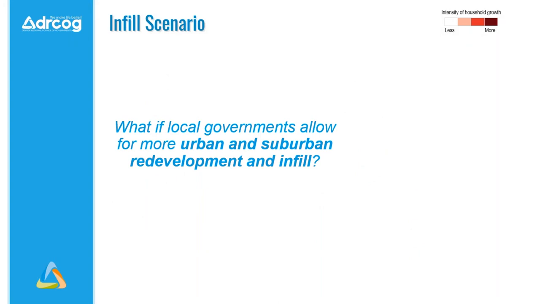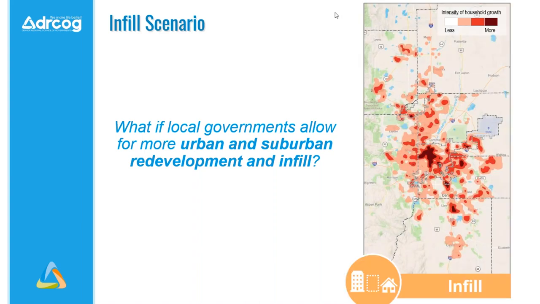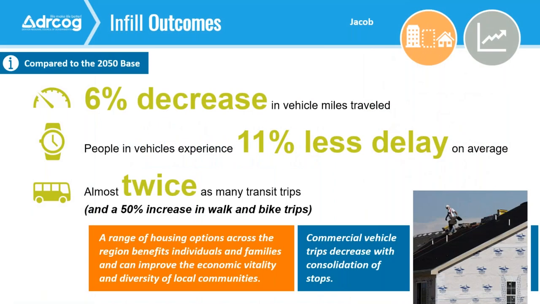So again, on the infill scenario, what if local governments allow for more urban suburban redevelopment and infill, consistent with how Andy just described this scenario? And there's the map as the reminder. So what do we see when we just run this against the base? And again, we're comparing to the 2050 base. Just with the infill land use scenario, no transportation scenarios yet, we see a 6% decrease in vehicle miles of travel. People in vehicles experience 11% less delay on average, and we have almost twice as many transit trips, as well as a 50% increase in walk and bike trips.